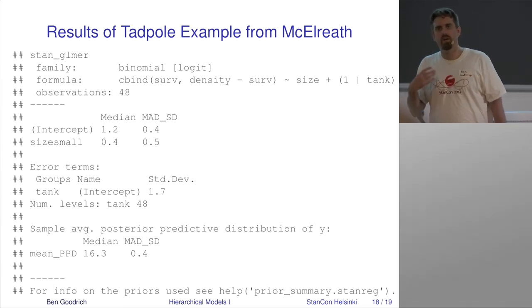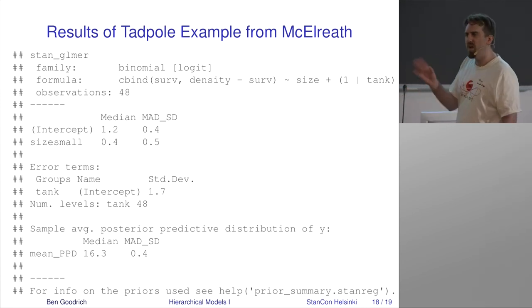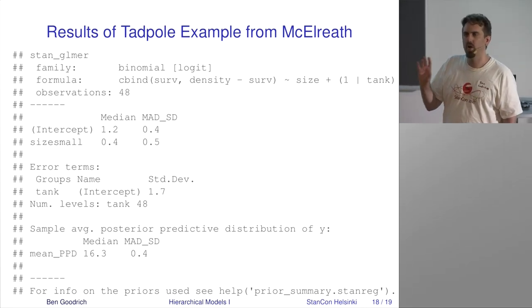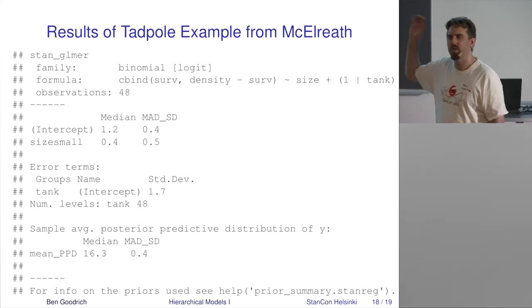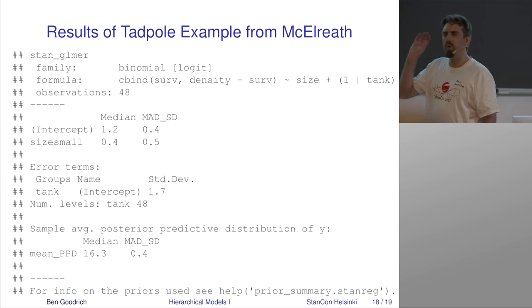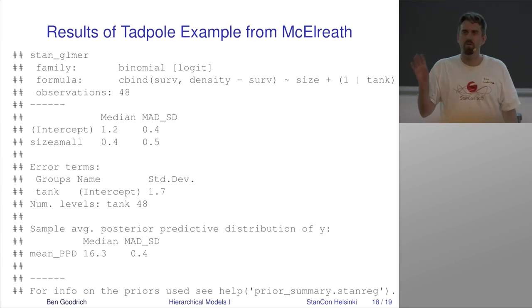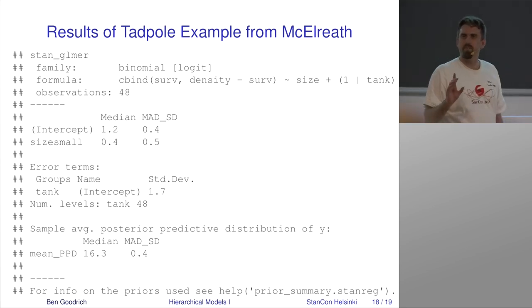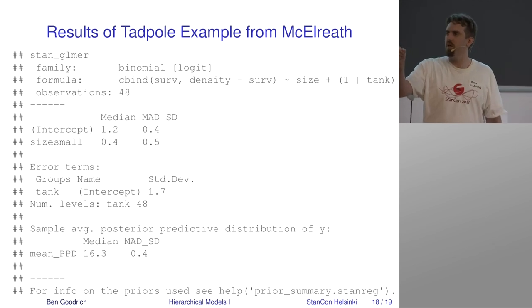What we'll see after we come back from the break, BRMS, just generates code that's specific to the model and the data that you're estimating. It's a little bit better for reading through it and trying to learn about some of these techniques. Another question?